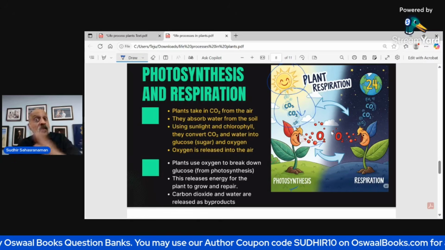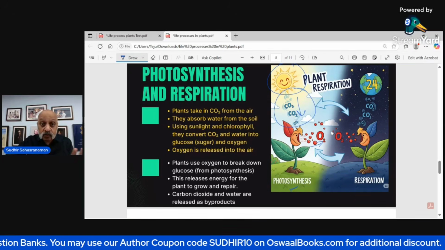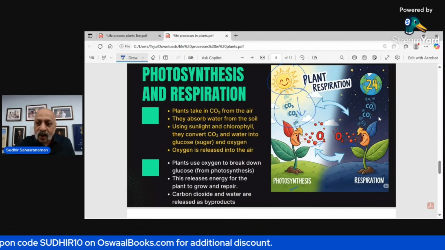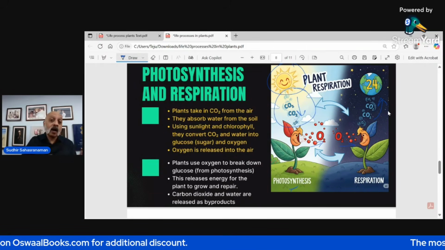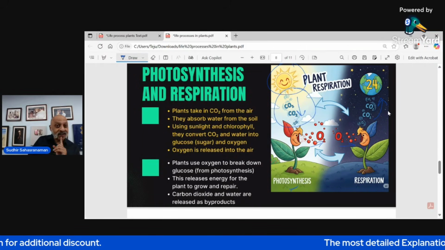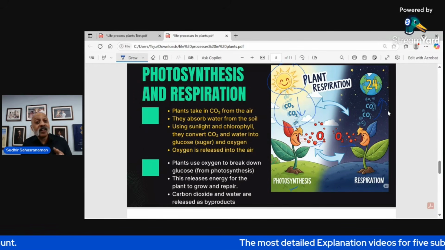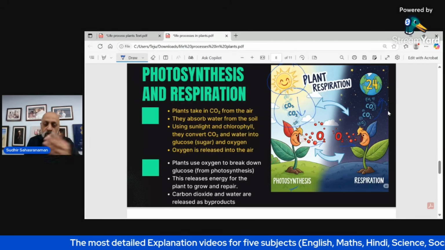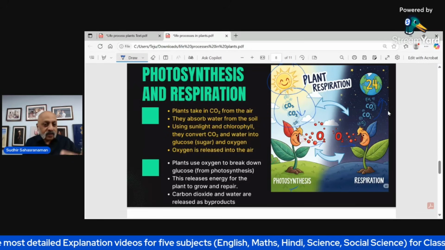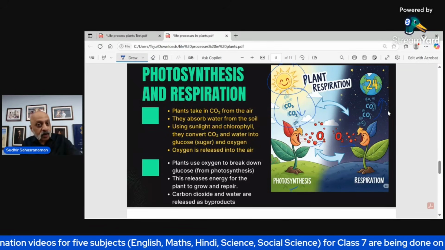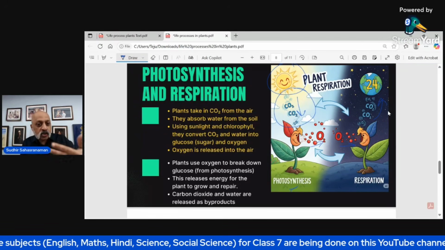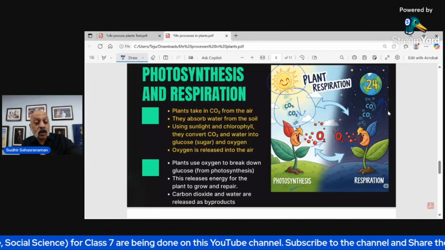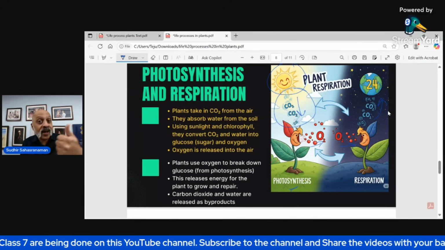During the night, when there is no sunlight, no photosynthesis will take place. So at that time, it uses oxygen to respire and releases carbon dioxide. By now, you must be getting a hint about the question that I asked right at the beginning, that why should you not sleep under trees at night? So in photosynthesis, plants take carbon dioxide from the air, they absorb water from the soil, and they use sunlight and chlorophyll, which is there in the leaf, to convert carbon dioxide and water into glucose and oxygen.